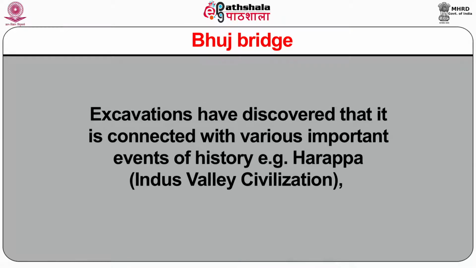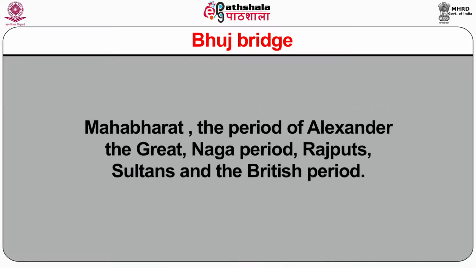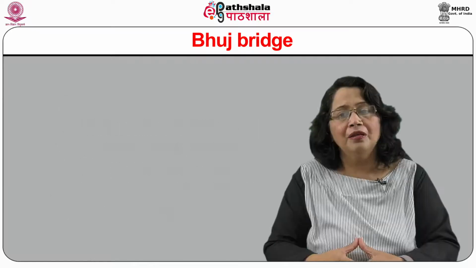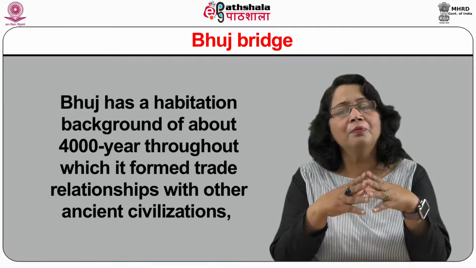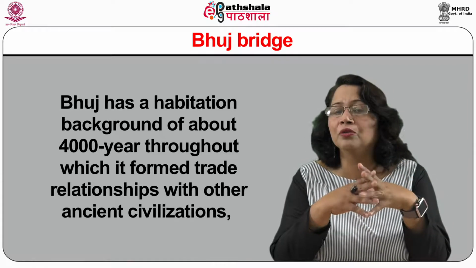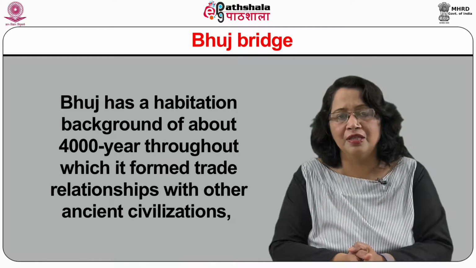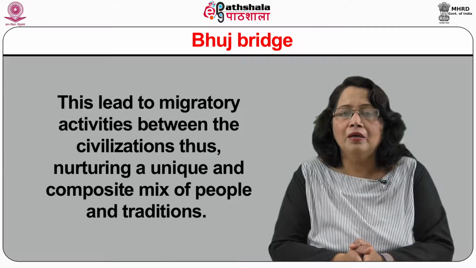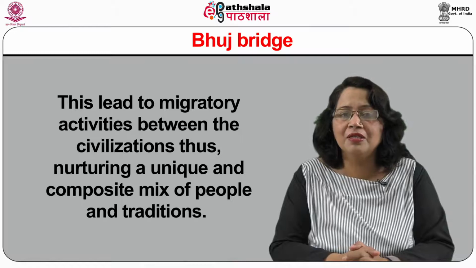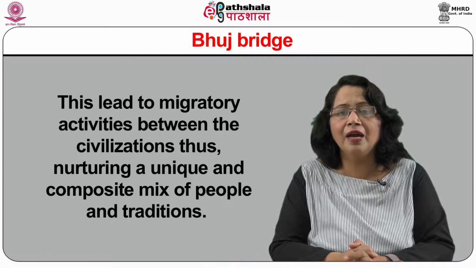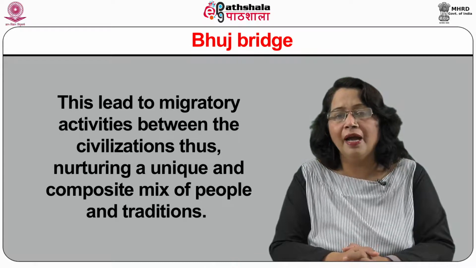Excavations have discovered that it is connected with various important events of history, for example, Harappa, the Indus Valley civilization, the Mahabharata, the period of Alexander the Great, the Naga period, Rajputs, Sultans, and the British period. Bhuj has a habitation background of about 4000 years, throughout which it formed trade relationships with other ancient civilizations. This led to migratory activities between the civilizations, thus nurturing a unique and composite mix of people and traditions.